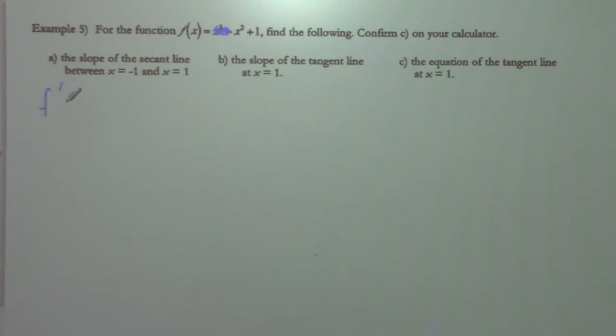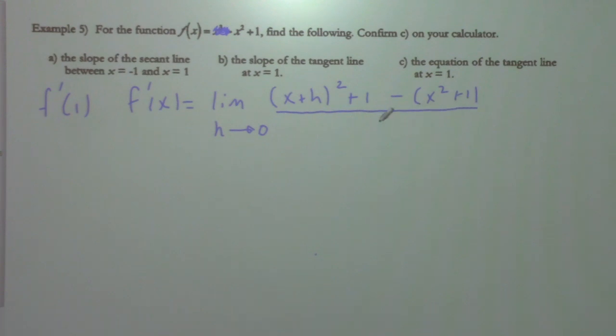We want to find first f prime of 1, but before that, we're going to find f prime of x, which is equal to the limit as h approaches 0 of x plus h squared plus 1, and we're going to subtract x squared plus 1, and that's all over h. Are we okay up to this point? Okay, good. I got two.